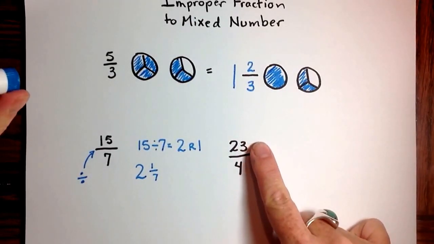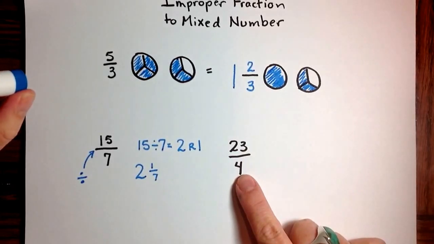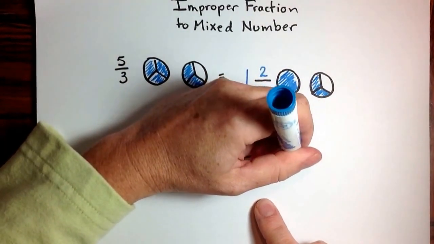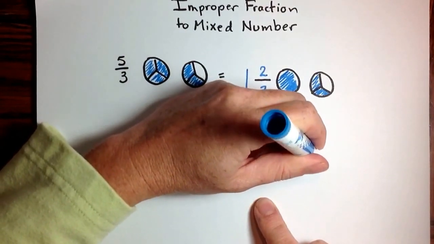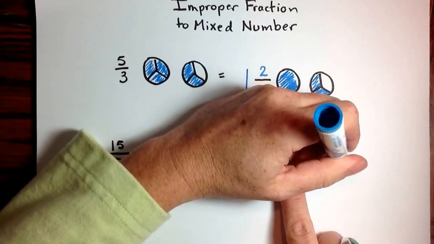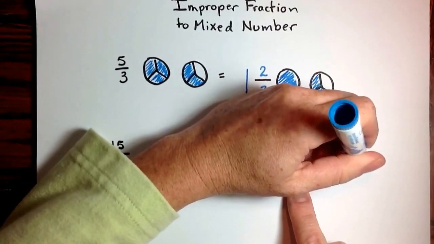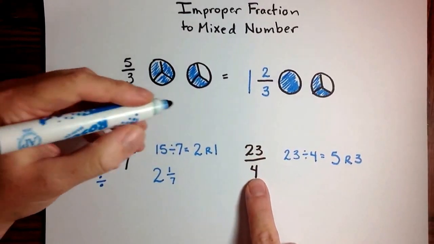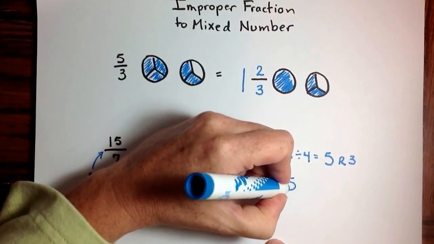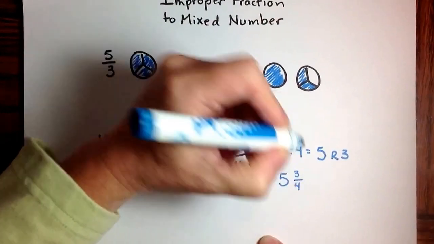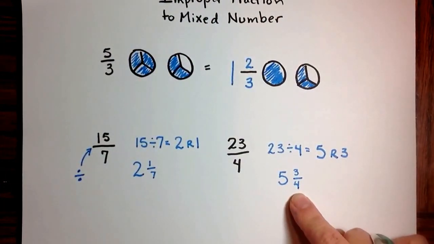We ask ourselves the same question here. If I have 23 pieces, how many wholes cut into 4 pieces each can I get out of that? Or what is 23 divided by 4? Well, 4 fits into 23 5 times with a remainder of 3. So we're going to say that 23/4 is the same as 5 wholes with 3 slices out of a 4 slice total remaining.